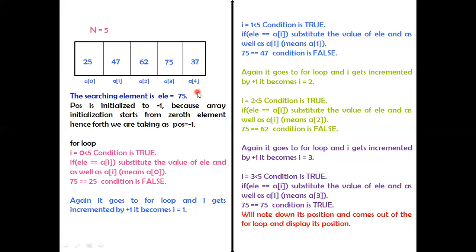This is what is called sequential search or linear search. Searching means finding the location of an element. It starts right from the beginning of the array, one after another. That is why it is called a linear search.